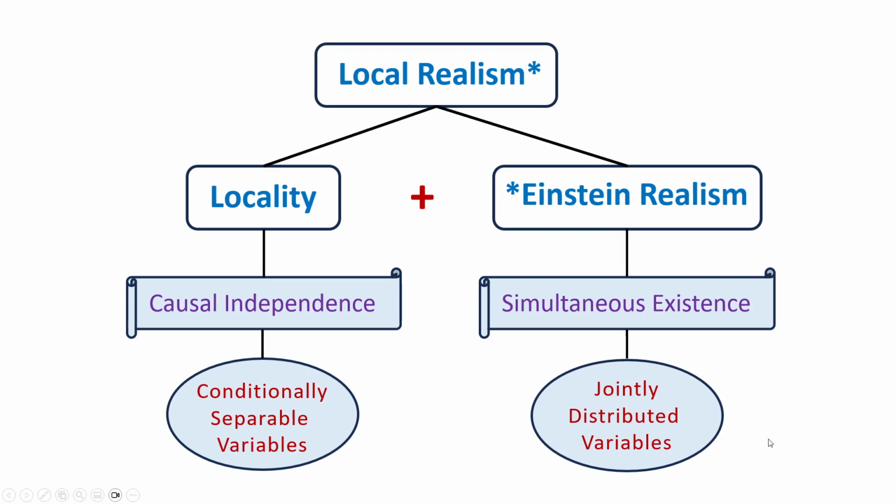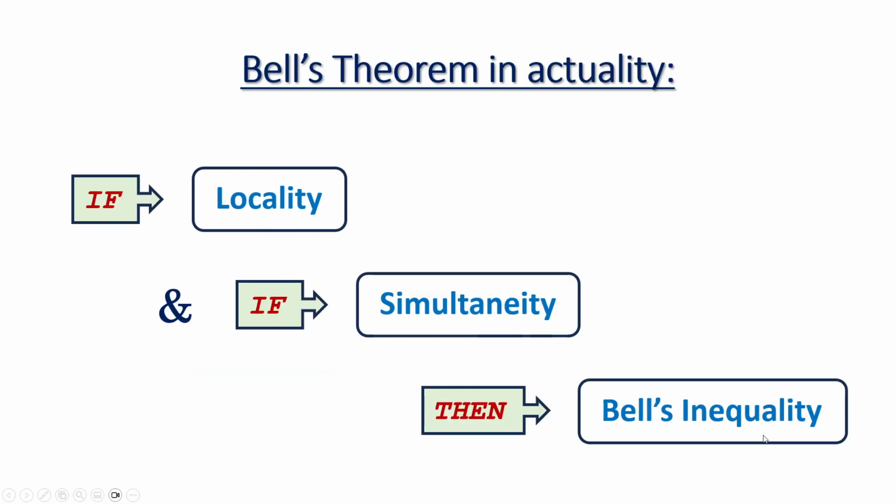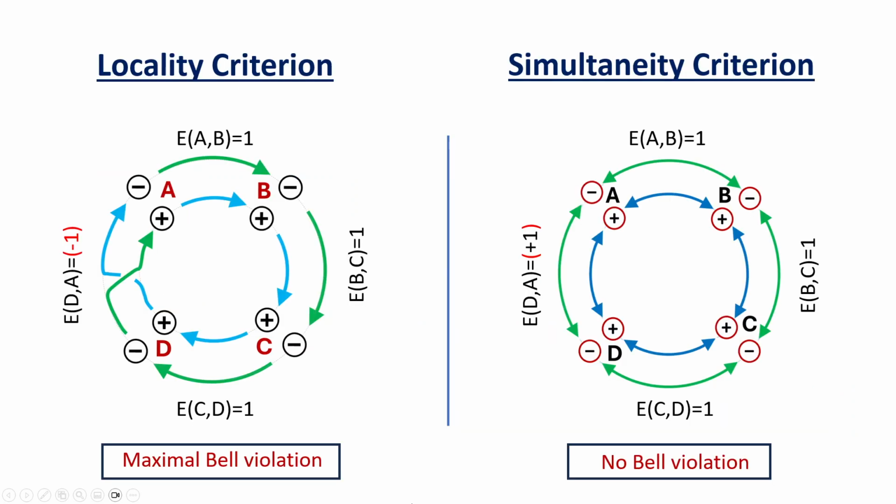It requires all the observables to be real at the same time from the source. So, the actual structure of the argument is like this. If the locality criterion applies, and if the simultaneity criterion is satisfied, then we get Bell's inequality. Notice I have just shown you that the locality criterion produces maximal Bell violations because sequential properties can also be local. So this condition cannot be used to derive Bell's inequality. In contrast, we have also seen a few minutes ago that simultaneous properties cannot violate the Bell inequalities. Therefore, this condition is the true source of Bell's conclusion.